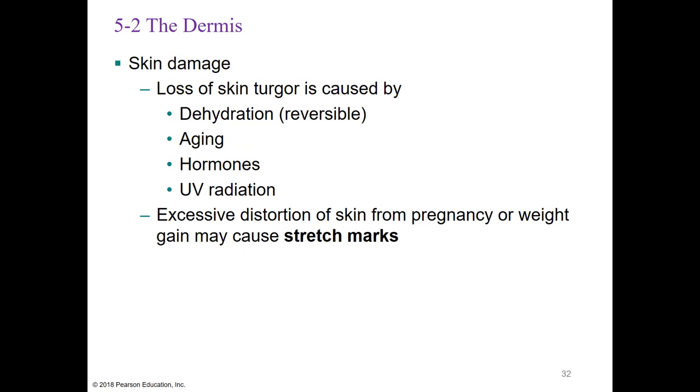Skin damage and loss of skin turgor are caused by dehydration, which is totally reversible, aging, unfortunately, hormones, as well as radiation. If we are in the sun too much, that can cause premature wrinkling, because too much UV radiation damages the collagen and elastic fibers, which makes your skin look a bit wrinkly, more saggy, and leathery quicker than it does naturally as we age.